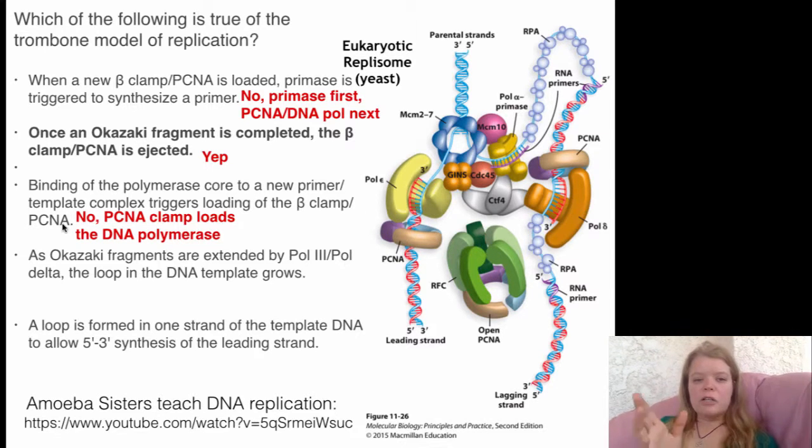Binding of the polymerase core to a new primer-template complex triggers loading of the beta clamp slash PCNA. That is not correct. It is the PCNA slash beta clamp. So beta clamp is for prokaryotes, PCNA is for eukaryotes. The PCNA clamp is loaded first, and it brings the DNA polymerase there.